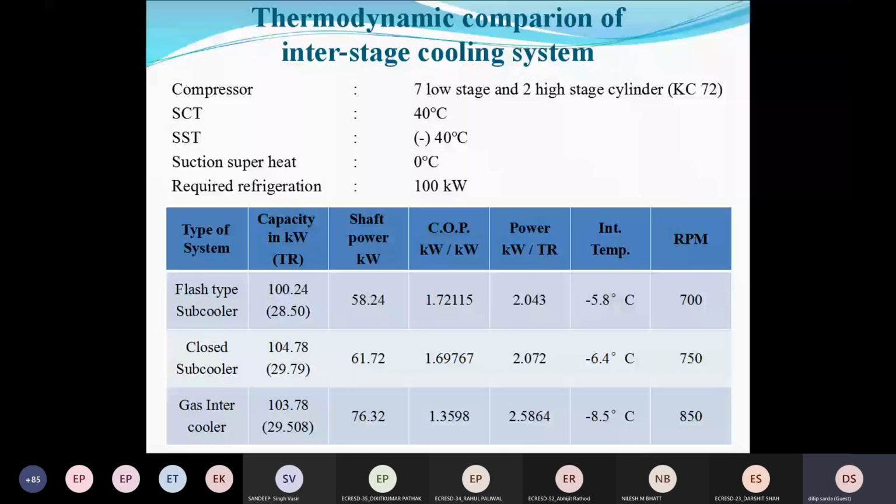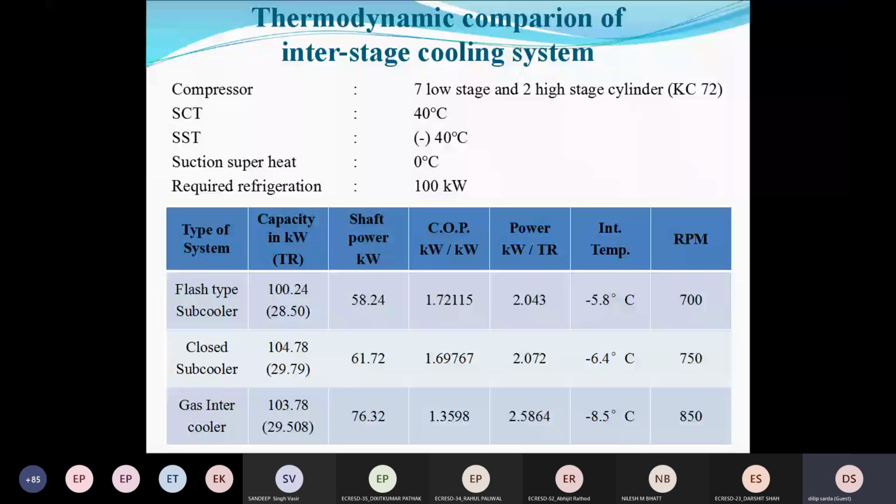But the gas intercooler is generally used by the manufacturer, because it is an easy system and can be built in. That's why they give a gas intercooler, and at that time the compressor capacity is 103.78 and shaft power is 76.32. Then COP reduces to 1.359. You can see the power requirement increasing by 25%, to 2.5864. The intermediate temperature is 8.5 degrees centigrade and RPM is 850.